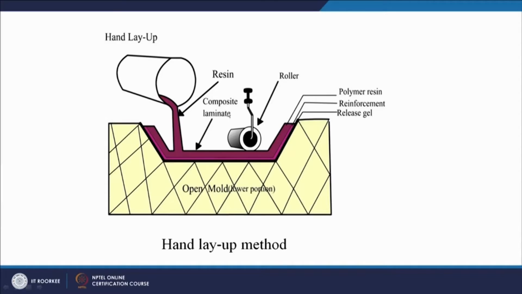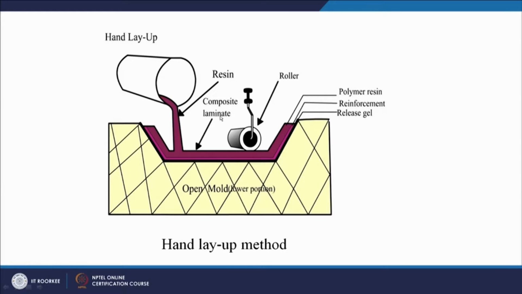Similarly, we can have a 4-layered glass fiber polyester composite in which the matrix is polyester and the reinforcement is glass fiber. So, these types of laminates we can make using the hand layup process, and therefore the word composite laminate is also written here.